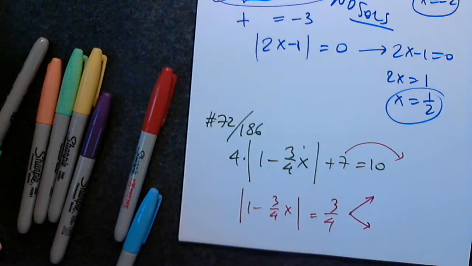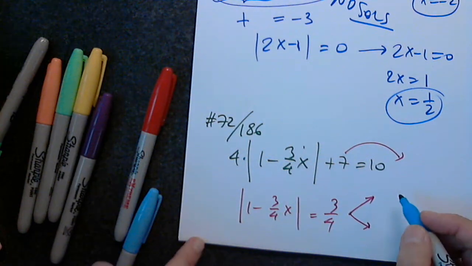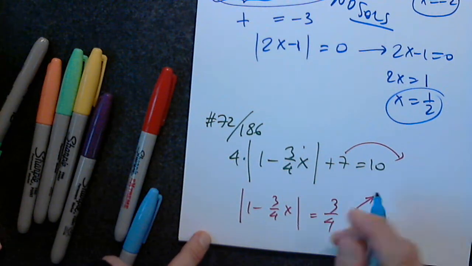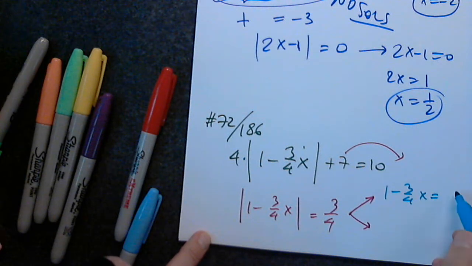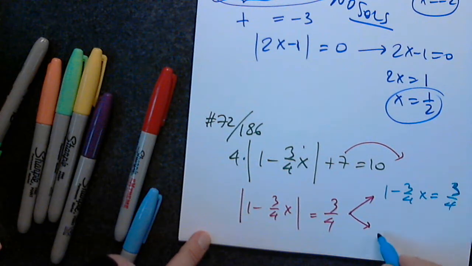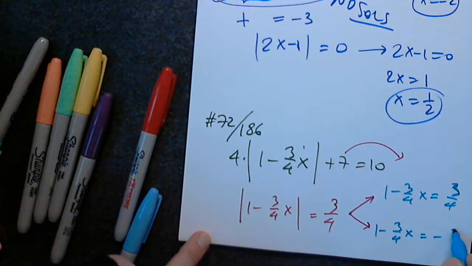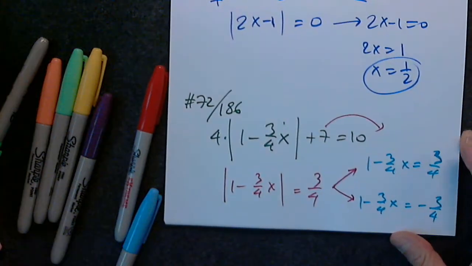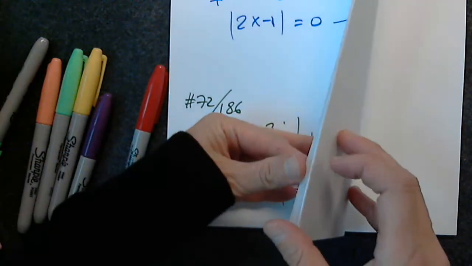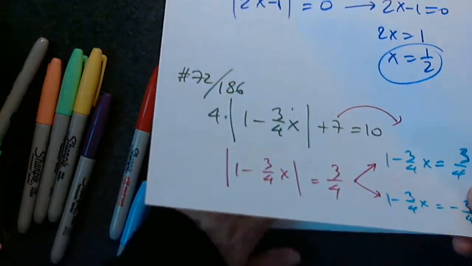Okay, so can anyone give us the 2 options, please? Would it be 3/4 x minus 1 equals 2/4? 1 minus 3/4 x equals 3/4. Awesome. And then 1 minus 3/4 x equals... That's it. Thank you. That's absolutely it. These are the 2 options. Nothing different from before. So now let's solve each equation.